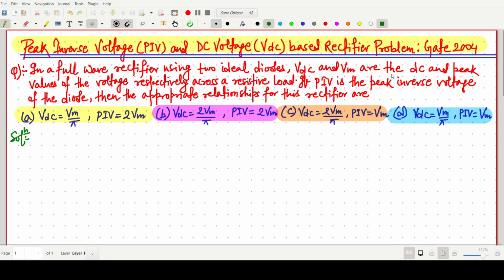Then VDC and VM are the DC and peak values of the voltage respectively across the resistive load, and PIV is the peak inverse voltage. So we have to find out the correct relationship for this rectifier.